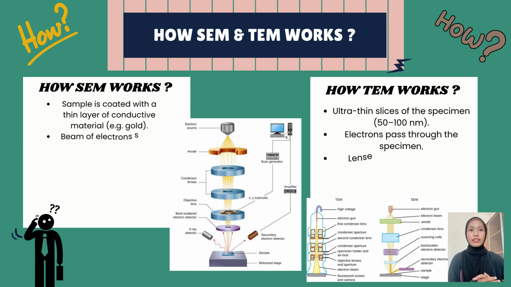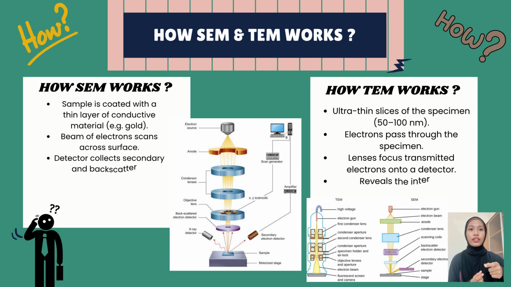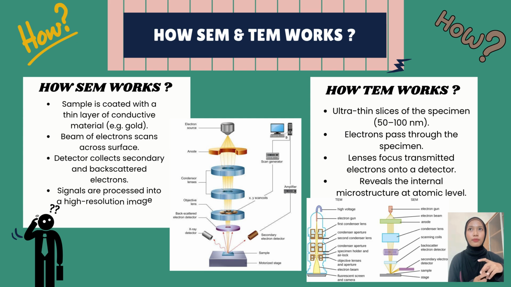First up, SEM or scanning electron microscope. Here you take your sample and give it a super thin coating of something conductive like gold. Then an electron beam scans across the surface. That is when the detector catches all those tiny secondary and backscattered electrons. Finally, all those signals are processed into a super detailed 3D-like image of the surface.